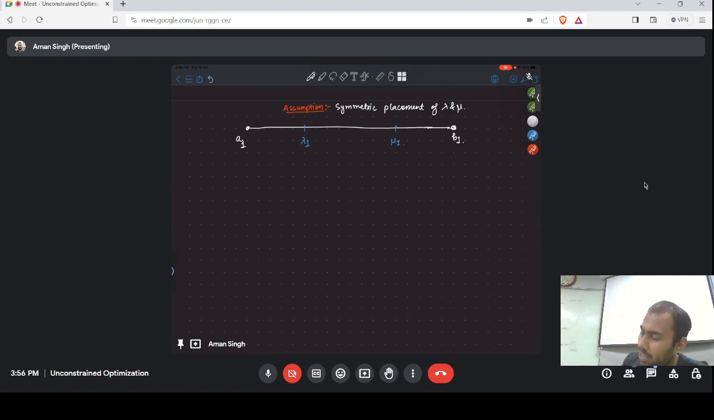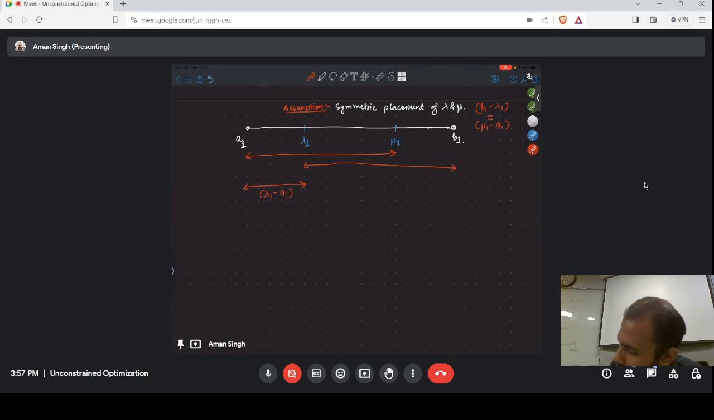So lambda 1 and mu 1 are placed in such a way that they are symmetric. So what does that mean? It means b1 minus lambda 1 equals mu 1 minus a1. This is what it means. So basically this equals this, and in the same way we can also write lambda 1 minus a1 equals b1 minus mu 1. Okay, so this is what symmetricity means here. So I'll just rub this off.